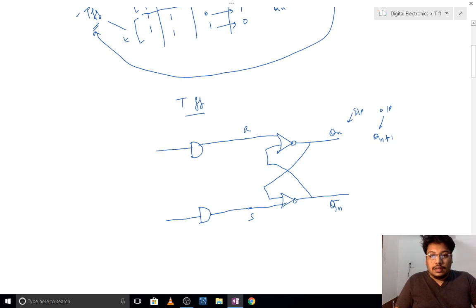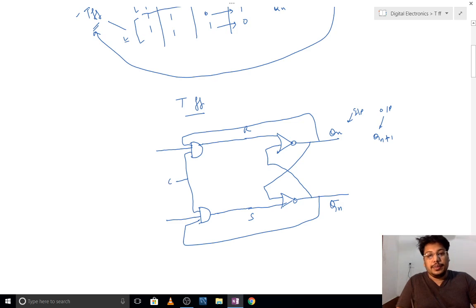Then extending this to make it as JK, and putting up a clock in between to check about the latch mode and transparent mode. Now this is latch and transparent mode, where for clock 0 it is latch mode and for clock 1 it is transparent mode. Now this is called as JK flip-flop, right?